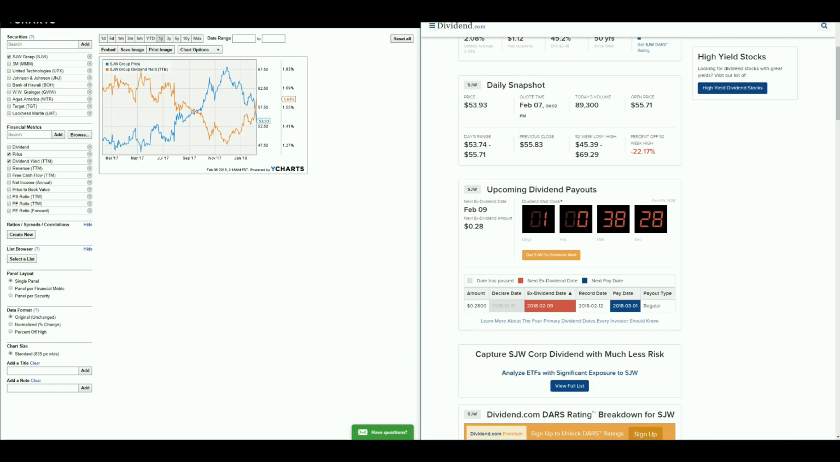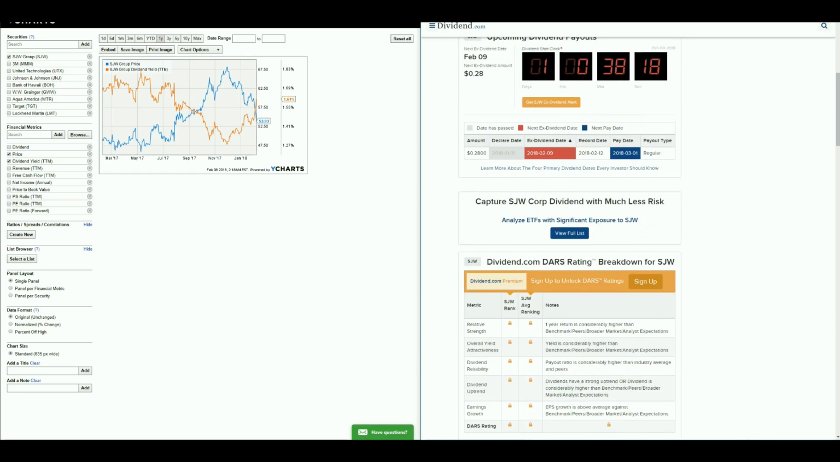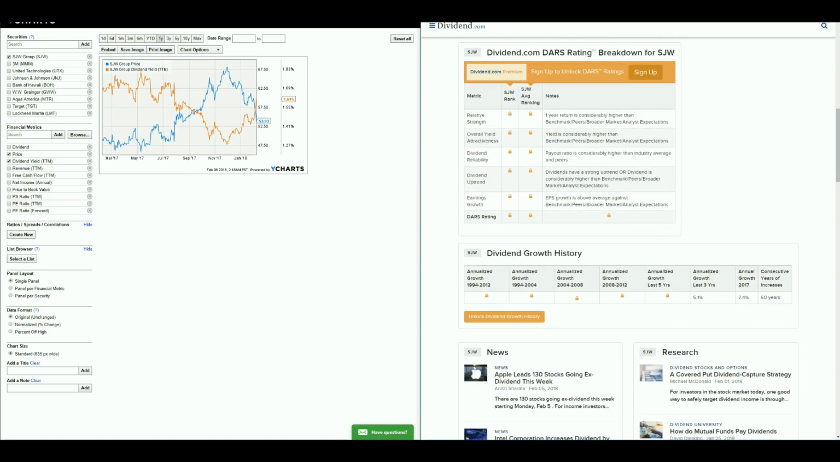Here we have the upcoming dividend payouts. This is a clock ticking down, meaning their ex-dividend date is coming up in 1 day, 38 minutes, and 20 seconds. Down here you can see their next ex-dividend date, their record date, and their pay date, and it's a regular scheduled payout, not a special.